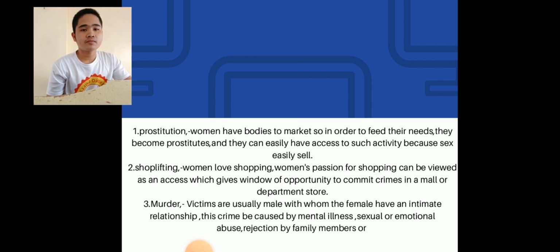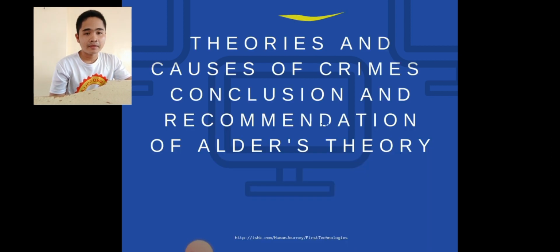Murder. Victims are usually male with whom the female has an intimate relationship. This crime may be caused by mental illness, sexual or emotional abuse, rejection by family members, and then theories and causes of crimes, conclusions and recommendations of Adler's theory.